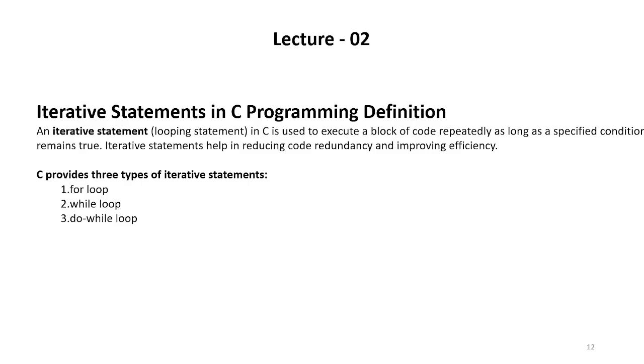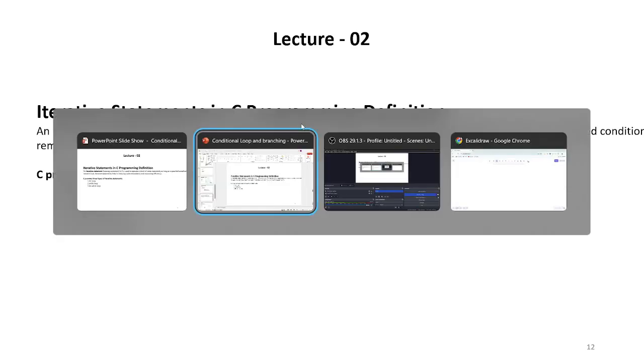So an iterative statement in C is used to execute a block of code. Let's say there is a block of code which is doing something. In the C language we are repetitively executing that block of code, as long as some specific condition remains true. Let's go to our Excalidraw, and it will be better to understand after that.